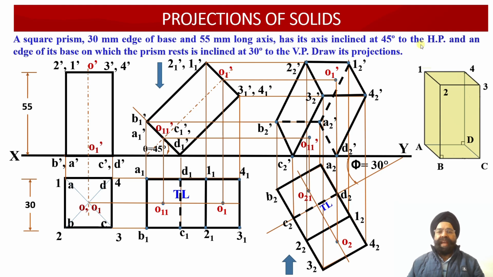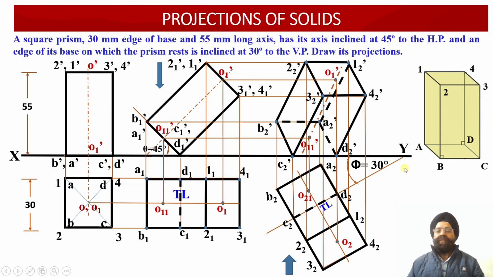So this way we have been able to evaluate the front view projections as well as the top view projections of an oblique solid in which the axis is inclined at an angle of 45 degrees to the horizontal plane, and the edge on which the solid is resting on the ground is further inclined at an angle of 30 degrees with respect to the vertical plane. Now we also need to join these axis points. You can see we have marked these 2 axis points, so we have joined the axis points over here.